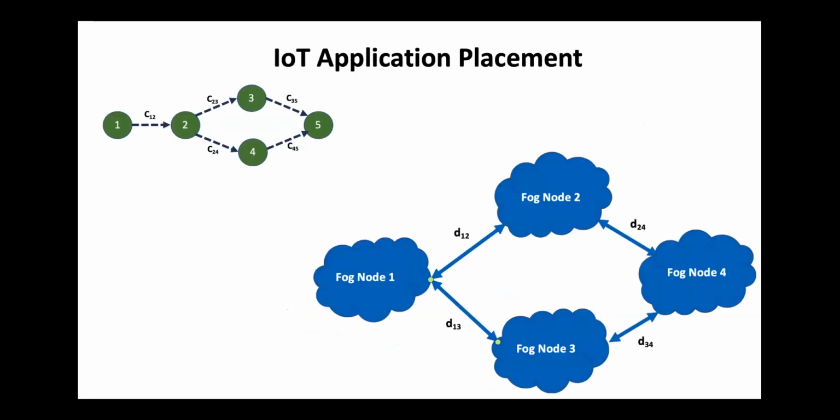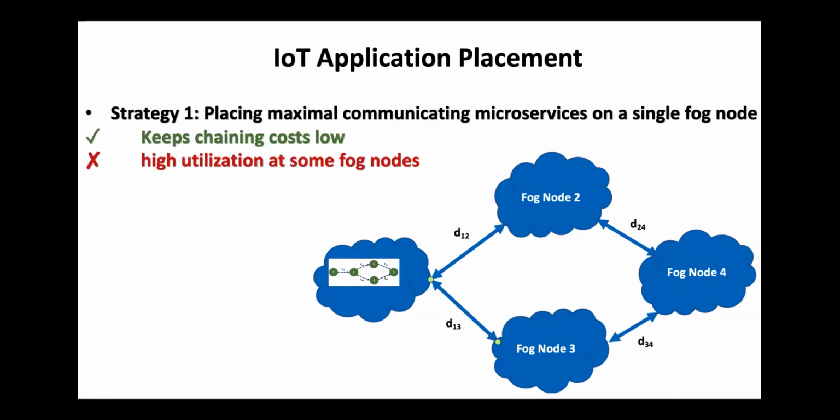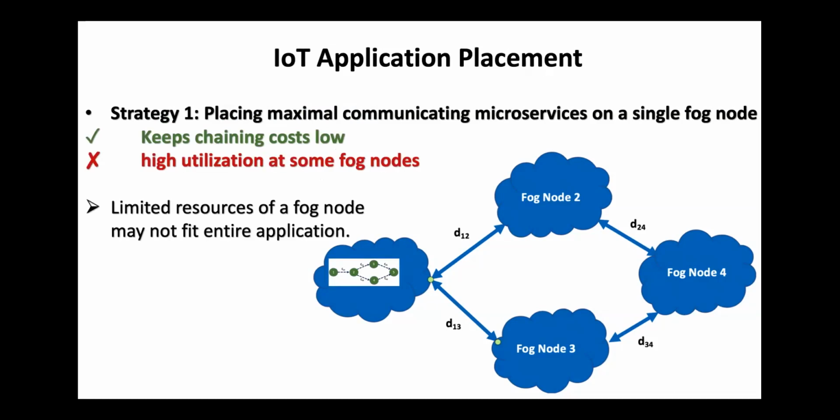Now, a crucial component in fog computing is the placement of fog applications on a fog network. This determines the overall system performance in terms of energy consumption, communication cost, load balancing, and others. Placement of microservices can be done in two ways, which represents a trade-off between two placement objectives. The first strategy is to place the maximal communicating microservices on a single fog node. This keeps the chaining cost between the microservices low, but at the same time, it leads to high utilization on some of the fog nodes. Also, this strategy may not be feasible because of the limited resources at fog nodes.